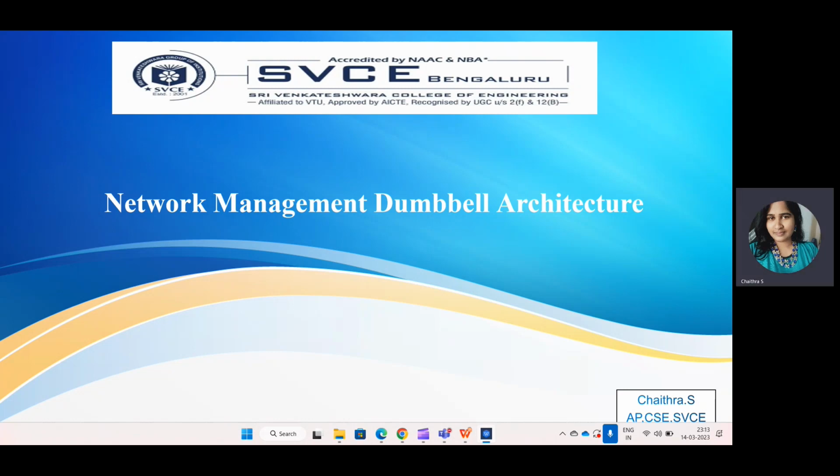So today I'm going to discuss network management dumbbell architecture. What do you mean by dumbbell architecture? Dumbbell architecture is a network topology which is commonly used in network management. It is a variation of the basic two-tier client server architecture where two switches or routers are connected by a high speed backbone and all the clients are connected to one of the switches or routers.